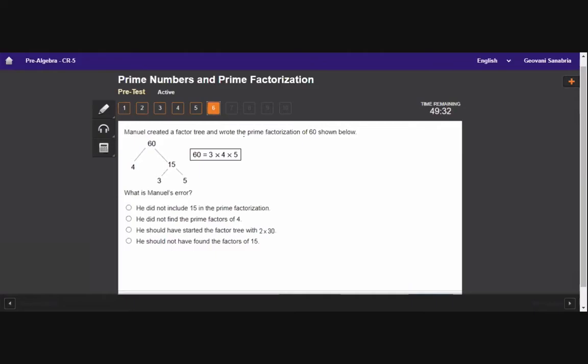So this, like the 3 times 4 times 5, that is a factorization because it's just numbers being multiplied together. But it's not a prime factorization because 4 is not a prime number. You could keep going. And it should be like 3 times 2 times 2 times 5. So which answer is it? He did not find the prime factors of 4.